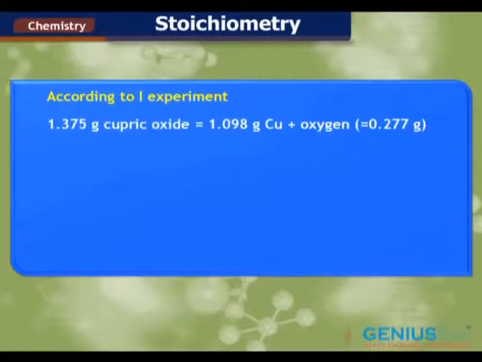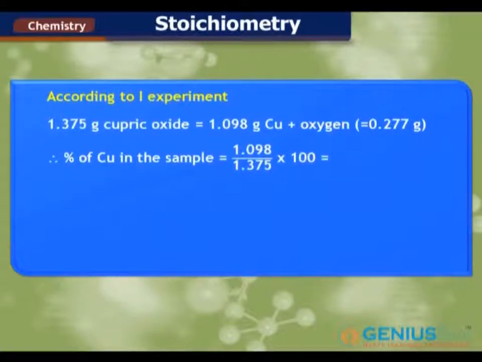Now, how do we obtain the percentage of copper in this particular sample? Yes, if you take the amount of copper divided by the amount of cupric oxide times 100, this gives the percentage of copper. So this percentage of copper is 1.098 divided by 1.375 times 100, which is equal to 79.85%. So this much copper is present in the first experiment.